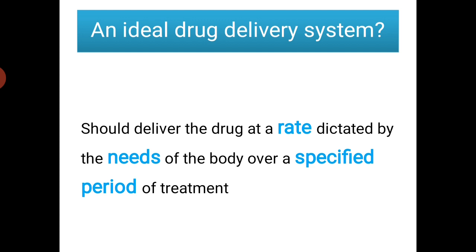So the delivery system should be able to release the drug molecule based upon the need of our body. That means within this particular therapeutic range, it should deliver the drug from the delivery system. Then the third point is it should deliver within a specified period.